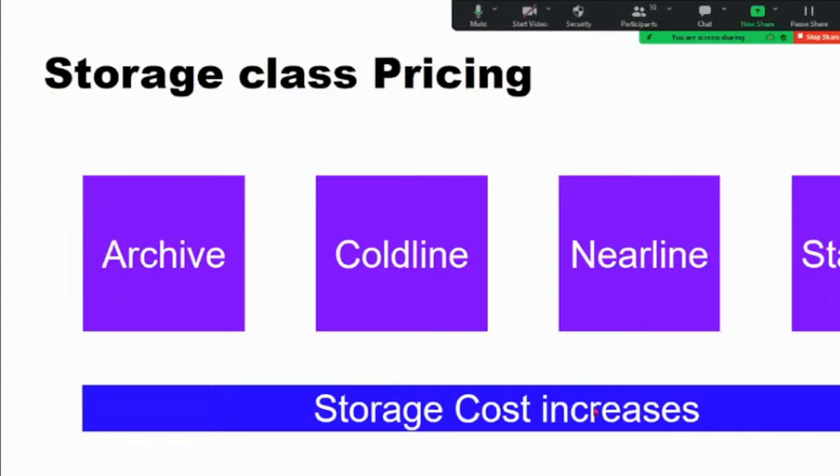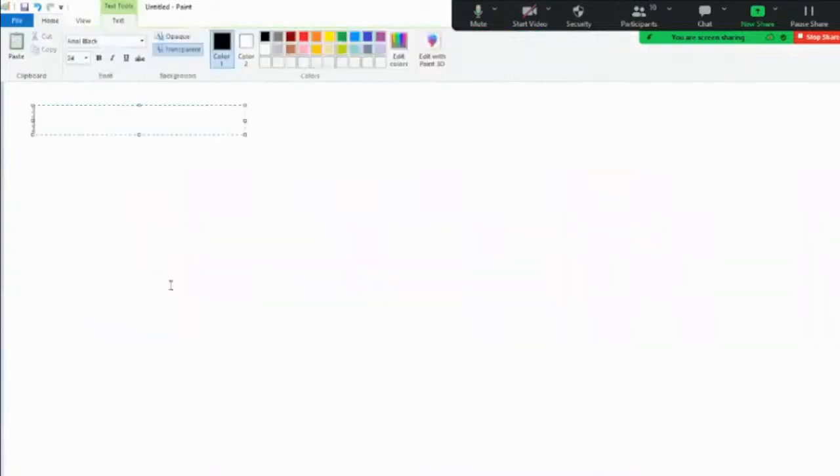What does that mean, sir? You have to be very smart when you are selecting a storage class. Unnecessarily, you don't want to pay extra money here. There is a cost associated. I want you to understand one more point. There are 2 costs associated.